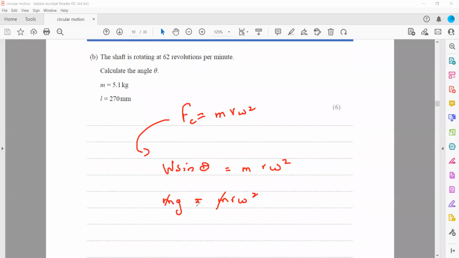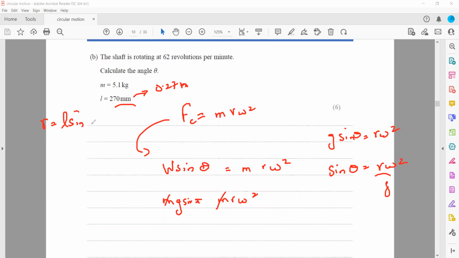M will cancel with m. So g sine theta is equal to r omega squared, and sine theta is equal to r omega squared divided by g. We have the value of r, which we already worked out. And remember, don't forget to convert the unit. It is in millimeters, so it will be 0.27 meters because we divide by 1000. So r is equal to L sine theta. We get the value, L is there.